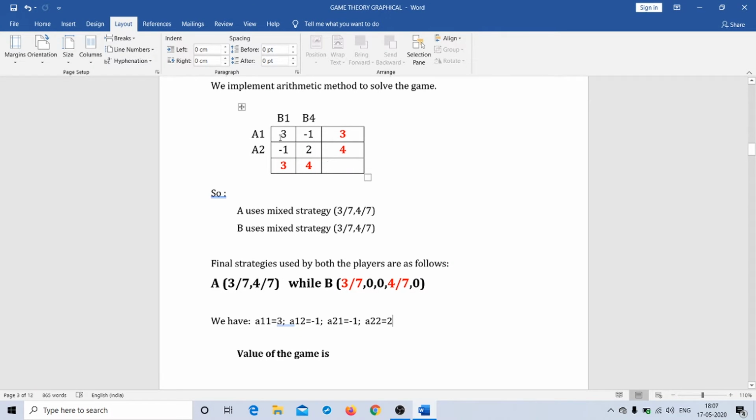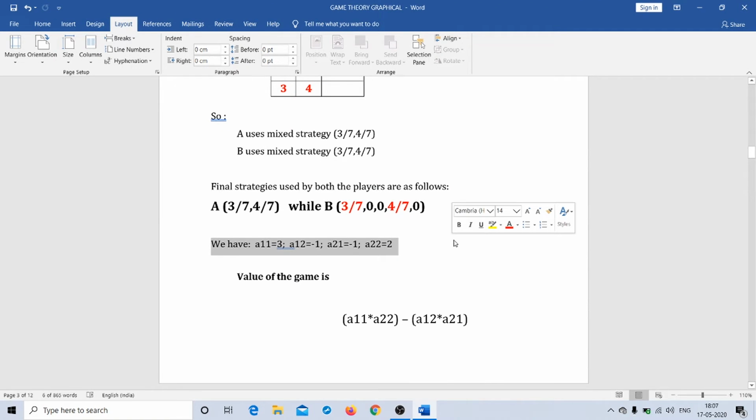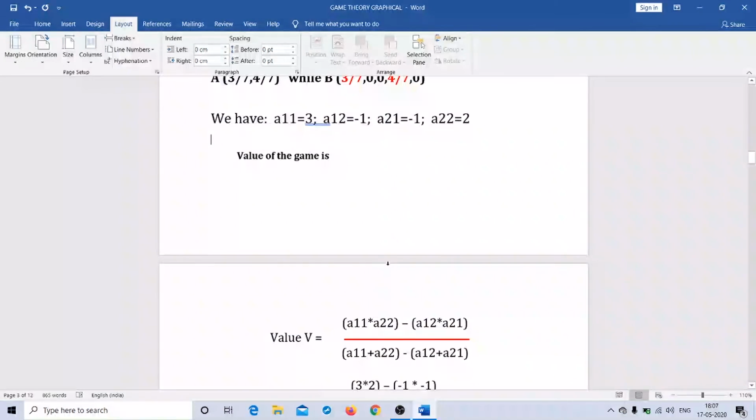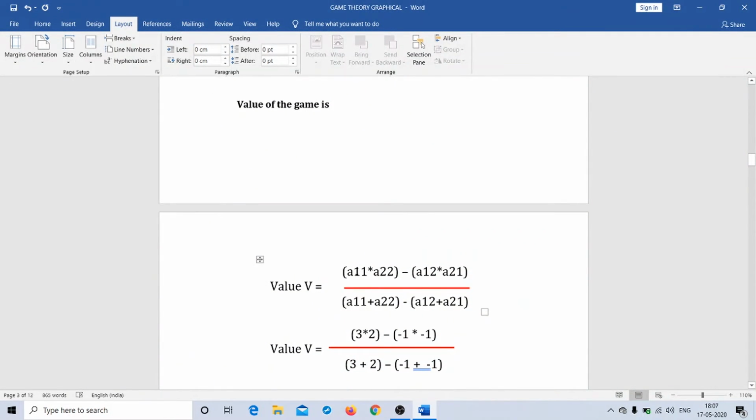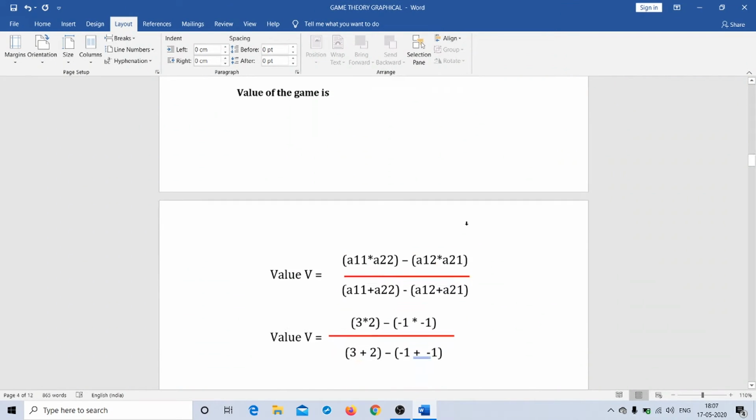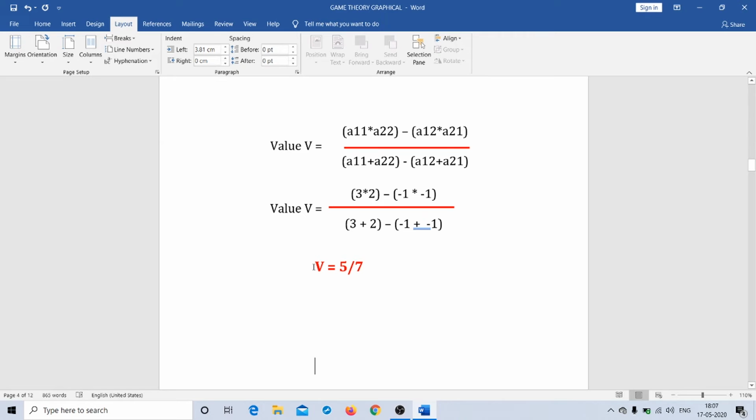Now when I look at the reduced matrix, I get the values of my A11 and so on, right? The value of the game I don't need to explain once again. I'll just substitute in this particular formula, which we have already seen in the previous videos, right? Once I substitute the values of A11 up to A22, I get the value of the game as 5 by 7, right? So the value of this particular game is 5 by 7. That's how you end up solving a problem which involves a 2 cross n matrix graphically.